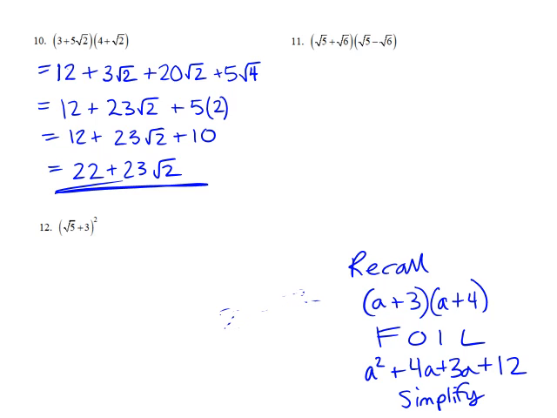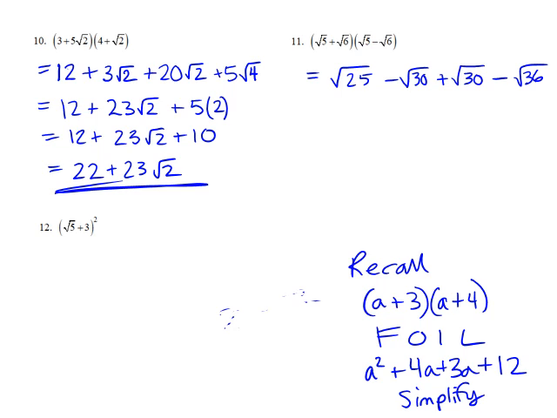In the next example, we'll do the same thing. First terms, square root of 5 times the square root of 5 is the square root of 25. Outside terms, it's a minus square root of 5 times the square root of 6, so that's square root of 30. The inside terms, plus square root of 6 times the square root of 5 is the square root of 30. And then finally, a positive times a negative would be a negative square root of 36, because 6 times 6 is 36.